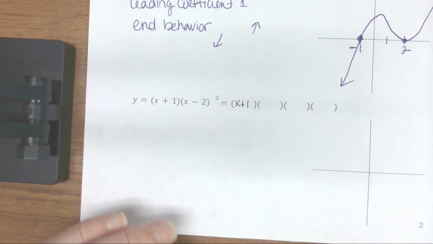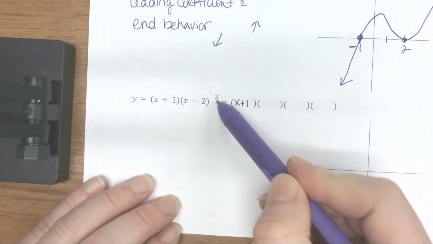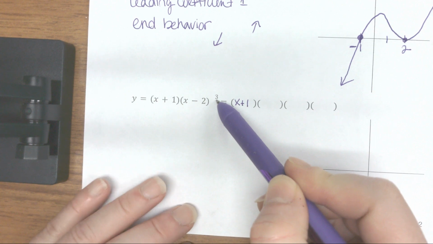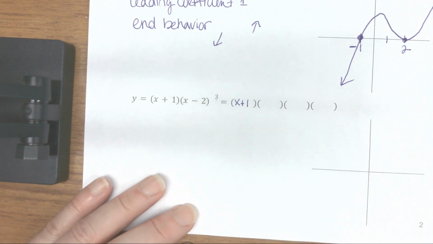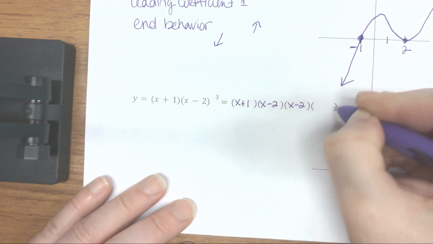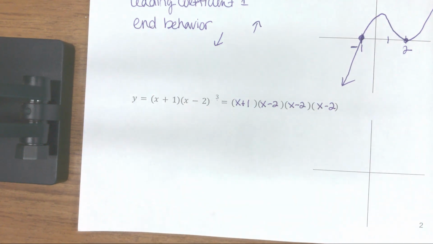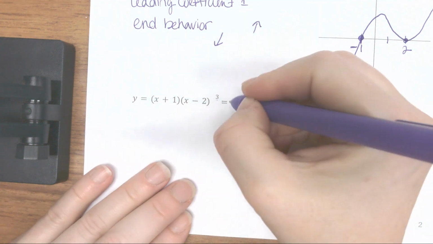Then I have 3 parentheses here. Why? Because when I raise something to the 3rd power, that means we have 3 of them multiplied together. So this is x minus 2, x minus 2, x minus 2. Okay. Let's go through all of our things then. So I'm going to also just add this in.